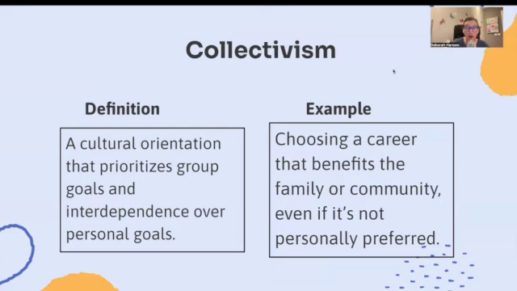Collectivism. A cultural orientation that prioritizes group goals and interdependence over personal goals. For example, choosing a career that benefits the family or community, even if it's not your personally preferred choice.